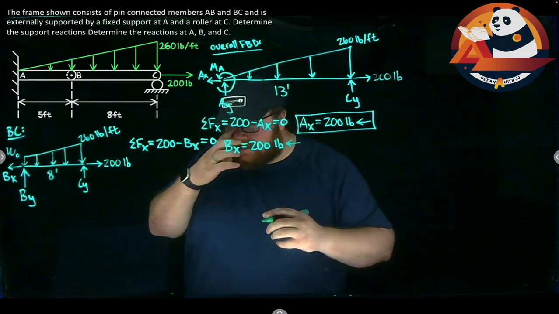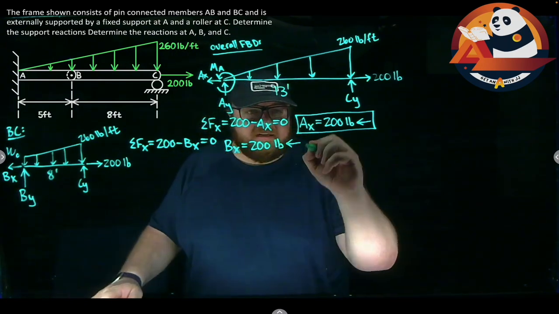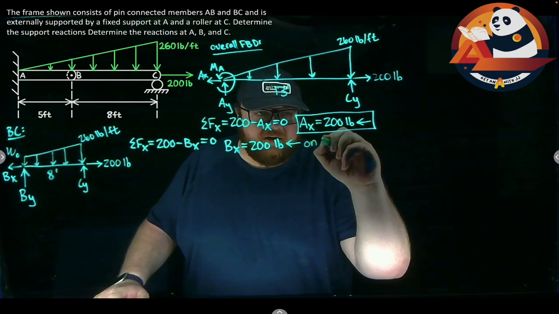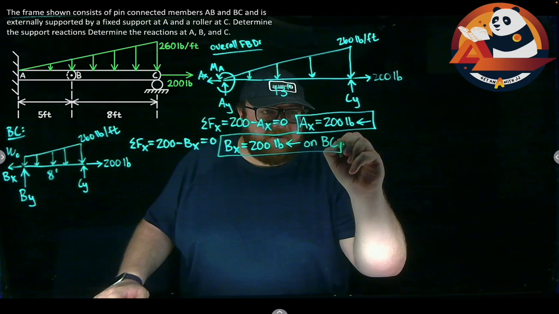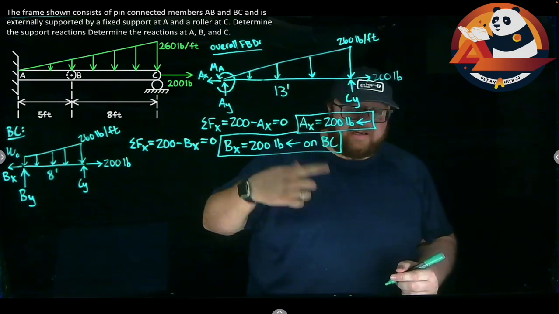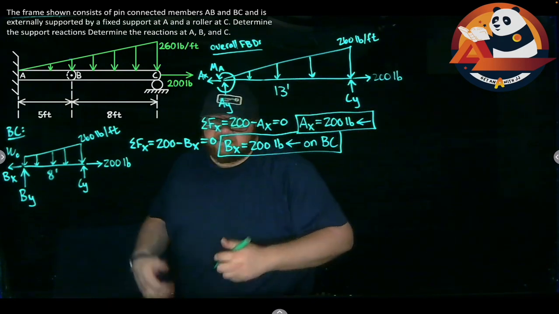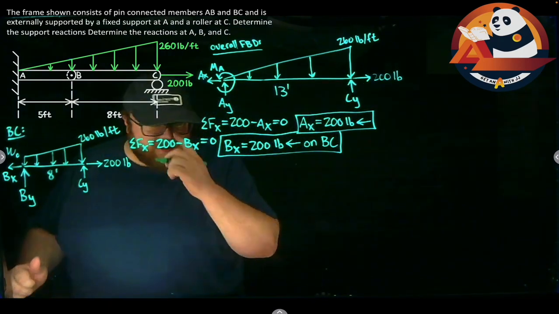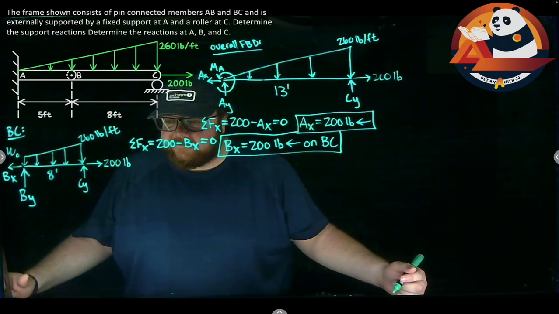I'm attaching members together, so I want to say on a specific member. That was when I was looking at member BC. So on BC. Because if I drew a free body diagram of AB, BX would still be there. It'd still be at 200 pounds. It'd be equal, but my direction would change around. Equal and opposite reactions. Again, it's just Newton's laws is all that we're applying on that. So we're including which member we're taking a look at here.